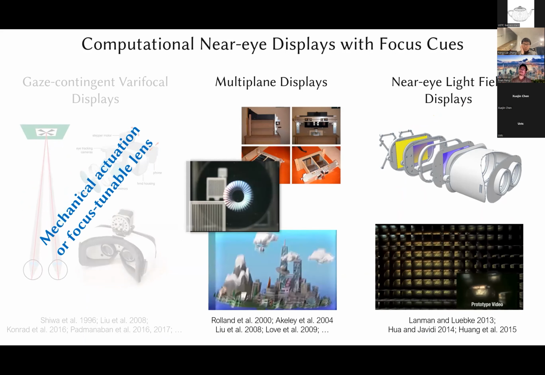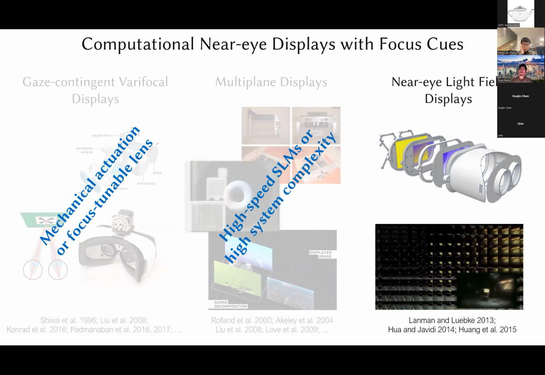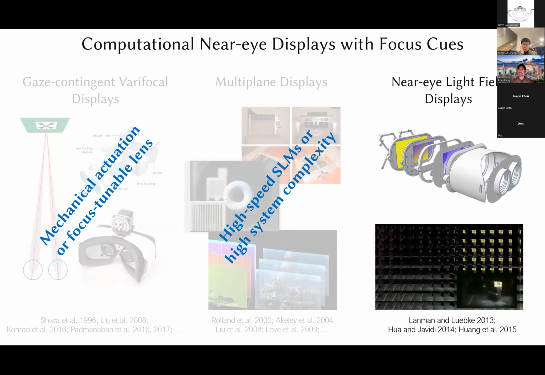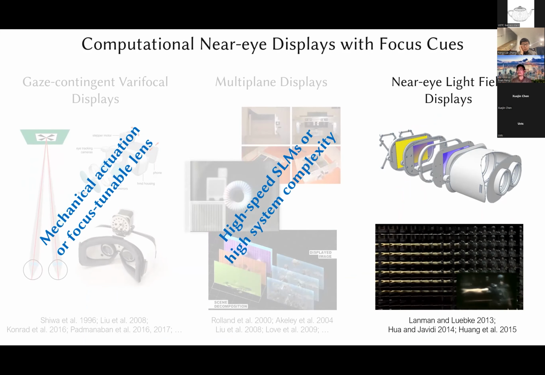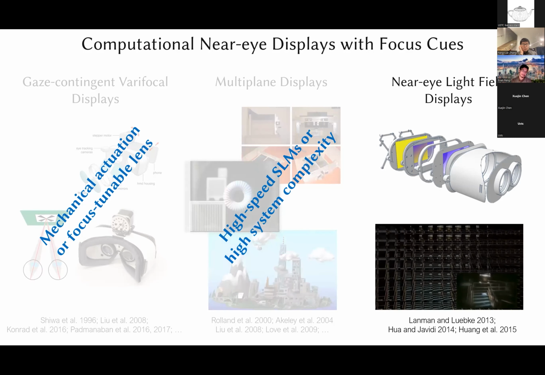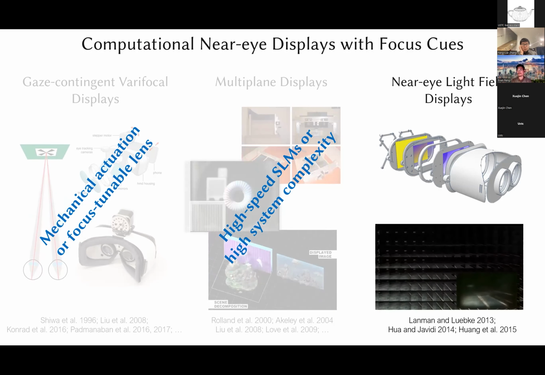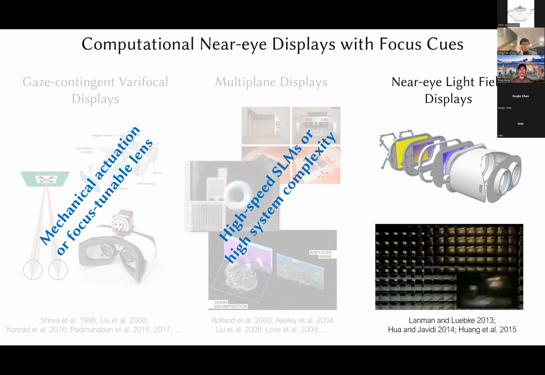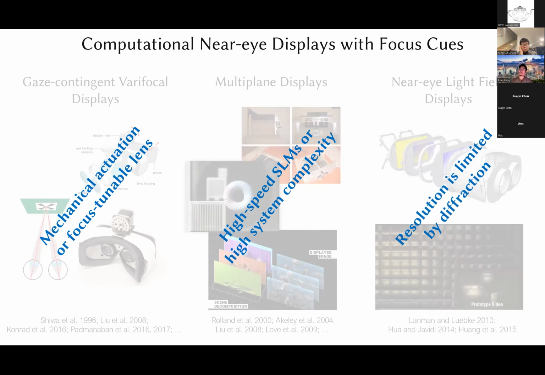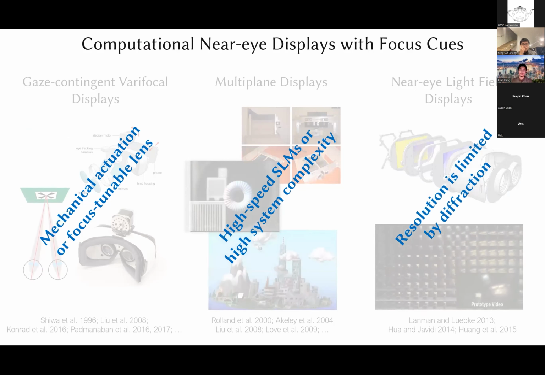Then we have the multi-plane displays. Again, they require extremely high-speed specialized modulators, focus-tunable lenses, or multiple display panels, increasing the system complexity. Then we have light field displays, which have been intensively investigated in the past decade, but their spatial angular resolution is fundamentally limited.